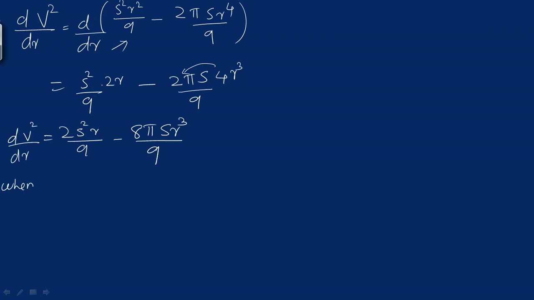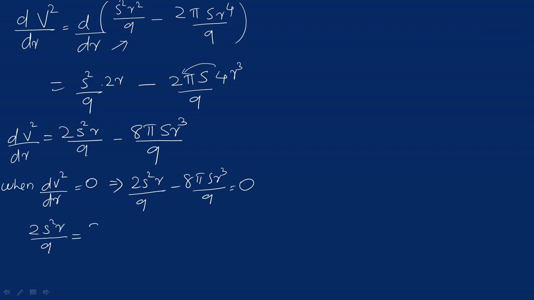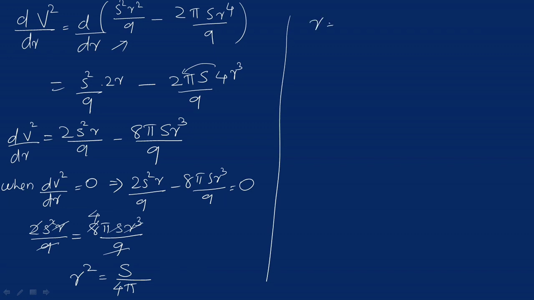That is d by dr of V square. When d by dr of V square is equal to 0, we can write 2S square r by 9 minus 8 pi S r cube by 9 is equal to 0, or 2S square r by 9 is equal to 8 pi S r cube by 9. Cancelling the terms 9, 9, and 2, 8, the remaining 4 goes with S square, etc. We have the remaining r square is equal to S by 4 pi. So we have got what is r square. So what is r? It is root of S by 4 pi.